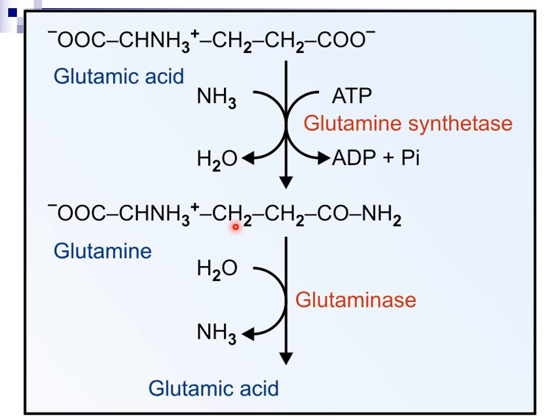So it is something like this. Glutamic acid takes up this excess ammonia with the help of glutamine synthetase, requiring ATP, and forms glutamine. This glutamine is transported to the liver, and in the liver, with the help of glutaminase, this excess amino group is released in the form of ammonia, and it gets converted into glutamic acid. By this mechanism, the ammonia produced in the brain, neurons or other cells of the body is transported to the liver.